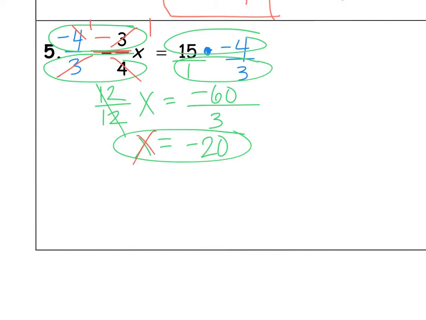So I have x equals, and now on the right side, I can also cross cancel. Instead of multiplying out 15 times negative 4 and getting a really big number, I can notice I can cross cancel right here. My 15 divided by 3 is 5. So now I just have 5 times 4, which is negative 20. So whichever way works better for you, you're welcome to do. So that's one way to solve all of this.